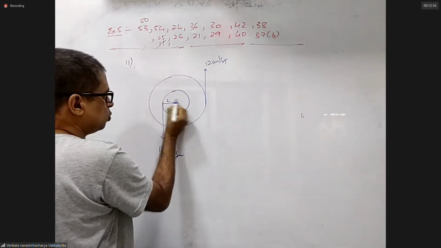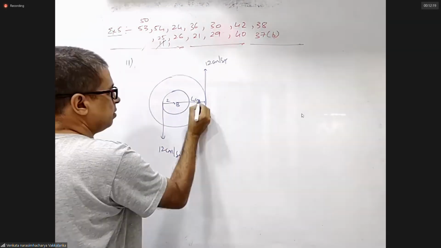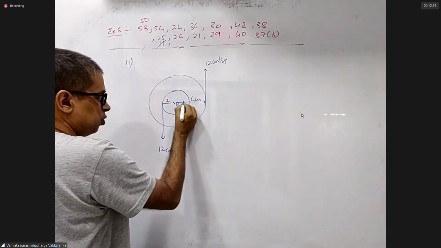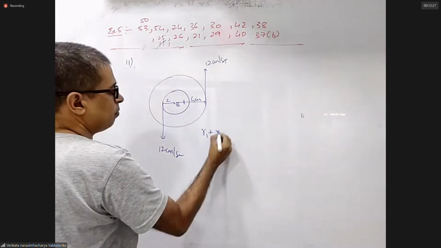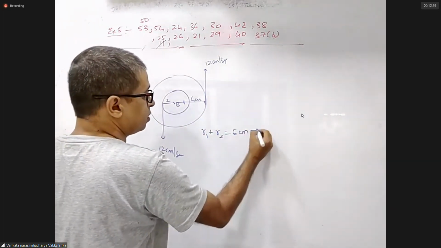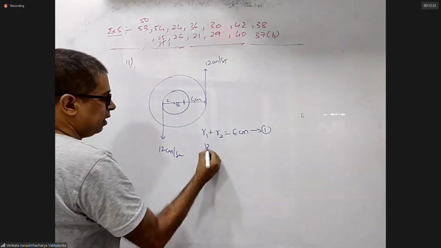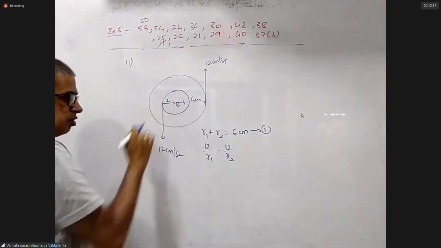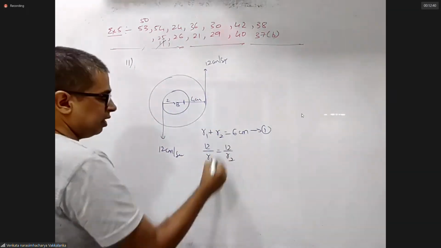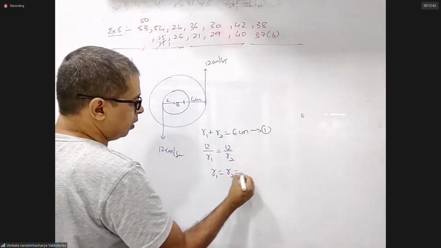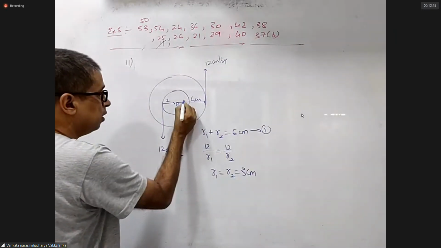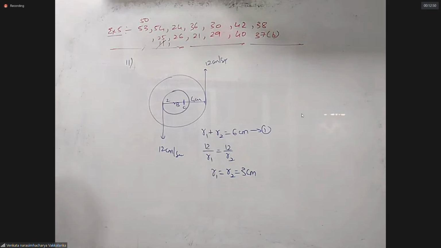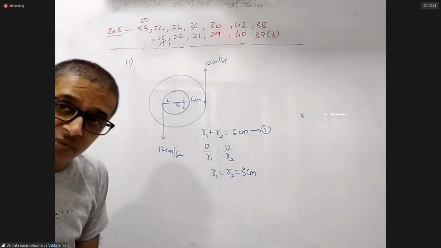Now this is 2 centimeters, this is 4 centimeters. Instantaneous axis of rotation will be somewhere here, let us assume. So you will take R1 plus R2 is equal to 6 centimeters, my first equation. Second, 12 by R1 is equal to 12 by R2. This is 12, this is 12. So from this I get R1 equal to R2 equal to 3 centimeters. That means B is the pin, but the instantaneous axis of rotation will be at this particular point. Velocity of that point will be 0.